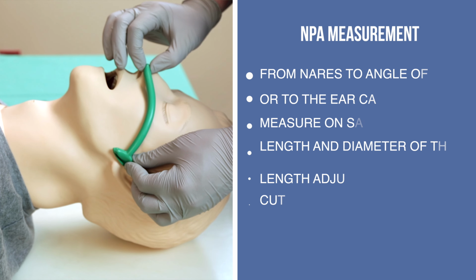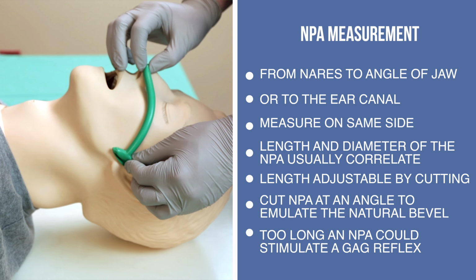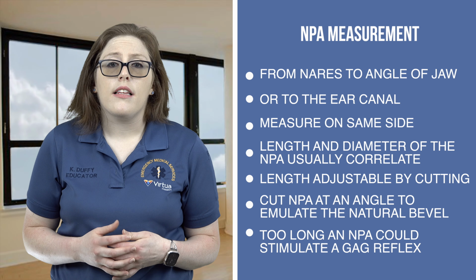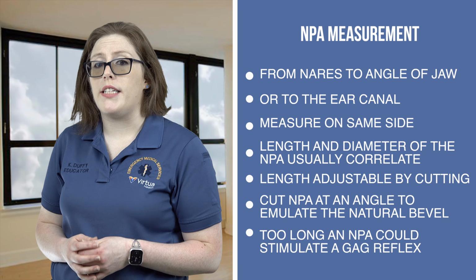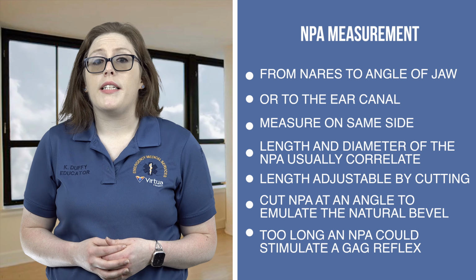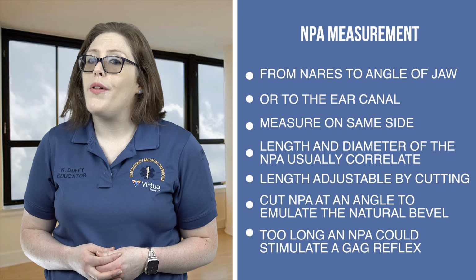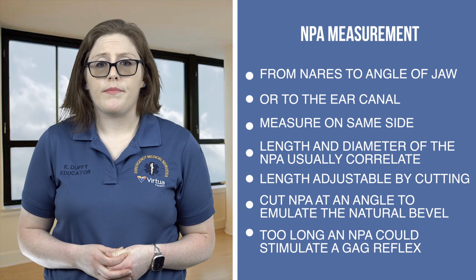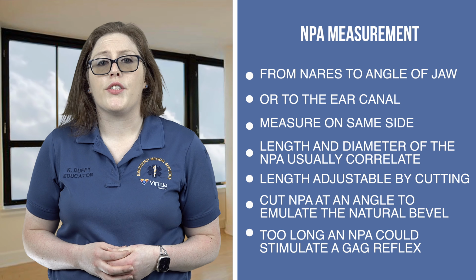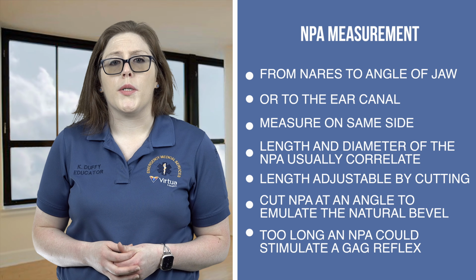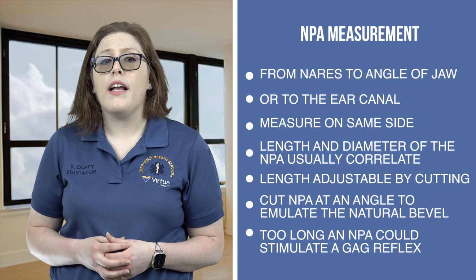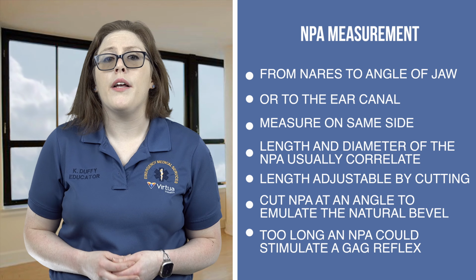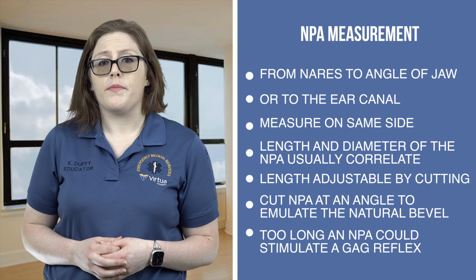Measure an NPA from the nares to the ear canal or the angle of the jaw on the same side. Usually, the length of the airway corresponds to the diameter. If the airway's length is correct, the diameter will also be correct. However, this is not always the case. Provided the diameter is correct, the length is adjustable by cutting the airway on an angle to emulate the bevel. Hence, it fits appropriately within the measured landmarks.